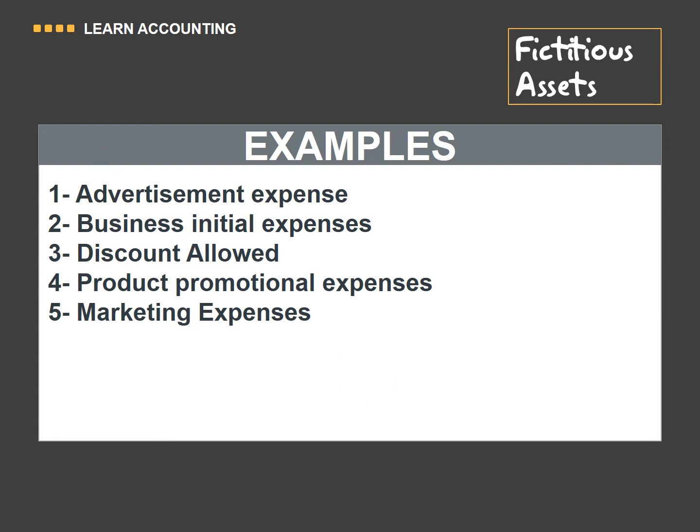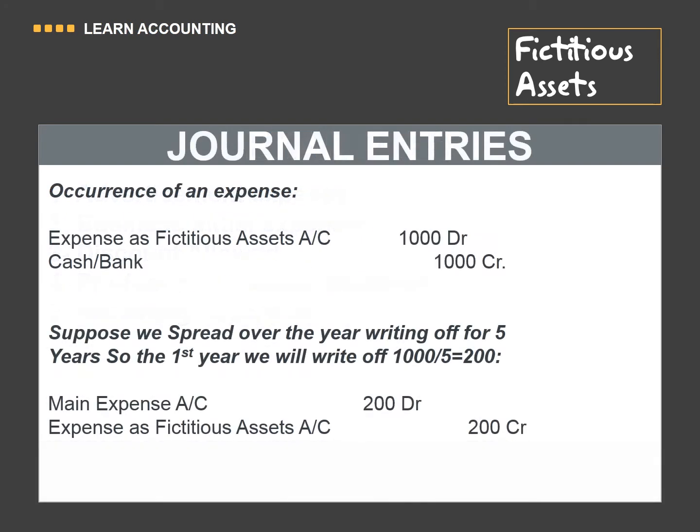Let's discuss further the accounting treatment. We will discuss here the general entries. When any fictitious asset or fictitious expense occurs, we debit the expense as fictitious assets account and credit the cash or bank account, because we have spent some money and we have to record that money as an asset, as a fictitious asset, either on advertisement, marketing expense, or the preliminary expenses of the business. Whatever that expense will be, it is recorded as a fictitious asset. So we have recorded this entry as our asset.